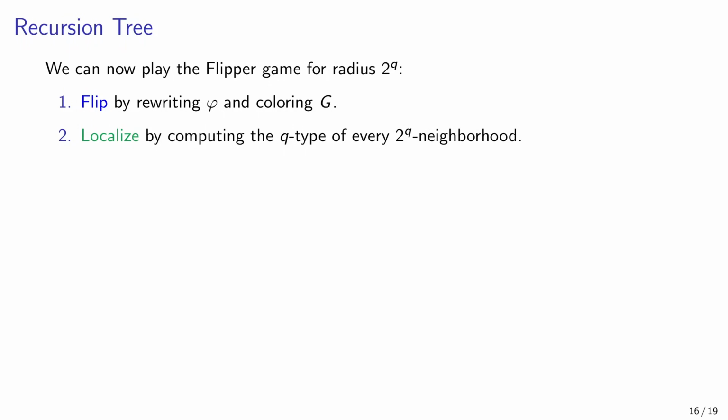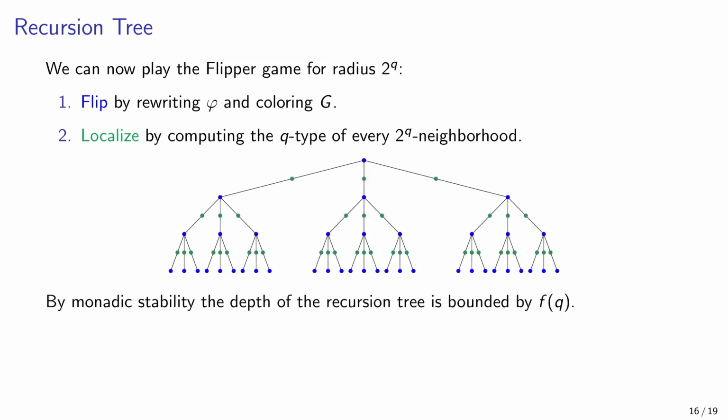Now we have all the ingredients to play the flipper game for radius 2^q. We know how to flip, and we know that we can localize by computing the q-types of 2^q neighborhoods. And if we turn this into an algorithm, this will give us the following recursion tree. We have blue nodes where we play flipper moves, and then we branch into 2^q neighborhoods, which are the green nodes. By monadic stability, we know the depth of this recursion tree is bounded by some function of q, which is some function of the formula we are model checking.